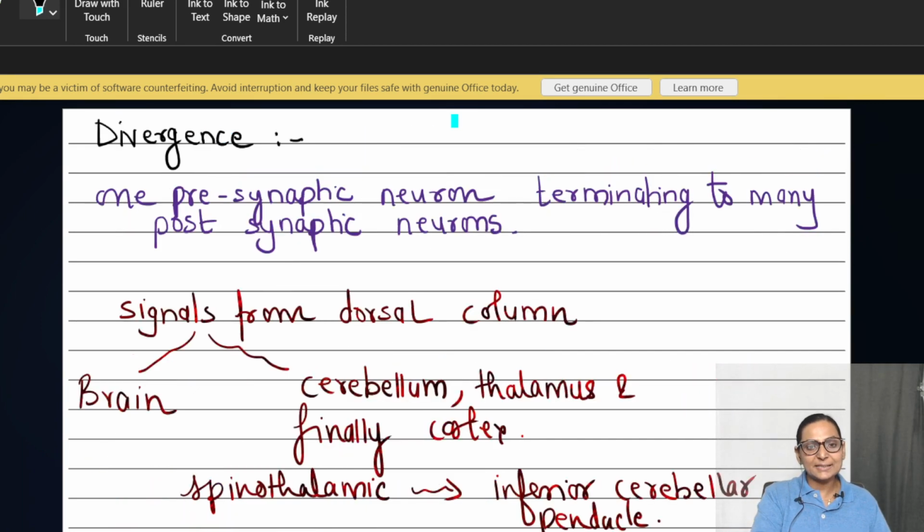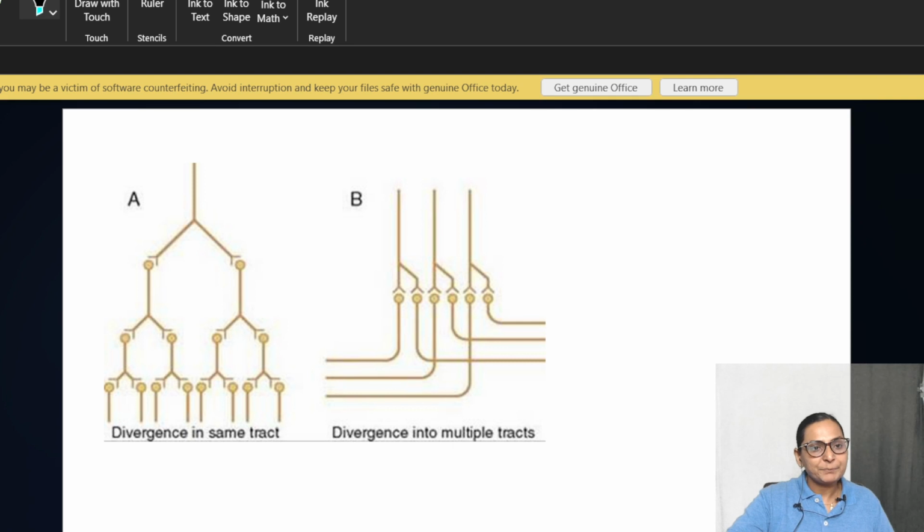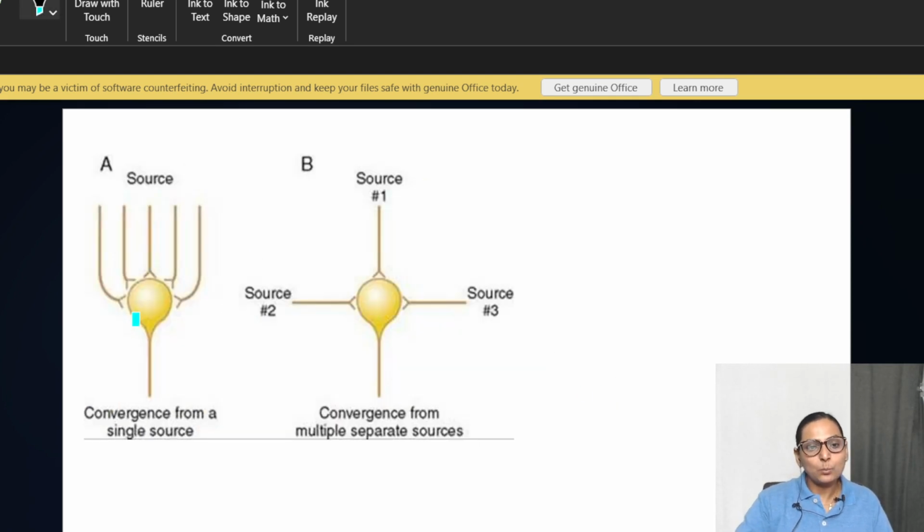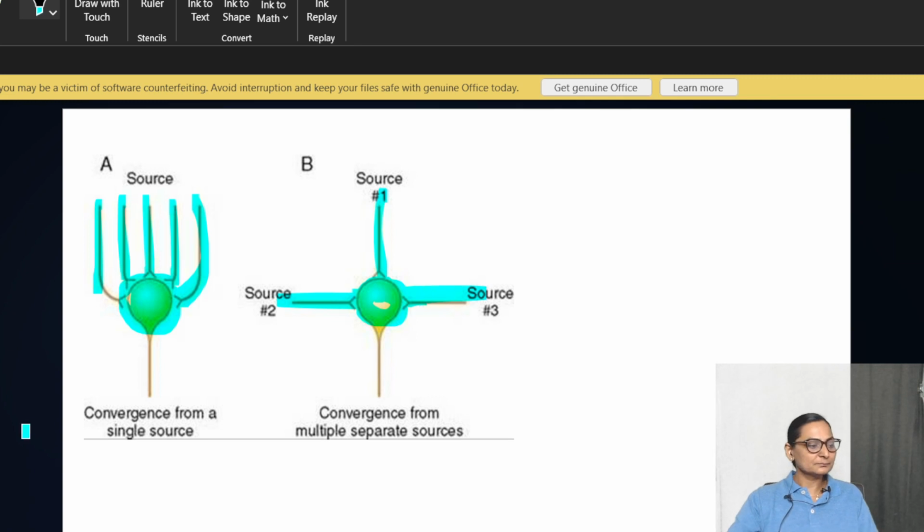So you can see it very well. See, यहाँ पर क्या दिख रहा है? That there is one source, or one postsynaptic terminal to which different sources are ending. So you can see as if lots of information is coming and ending up upon one single postsynaptic neuron. So what happens when you do this?